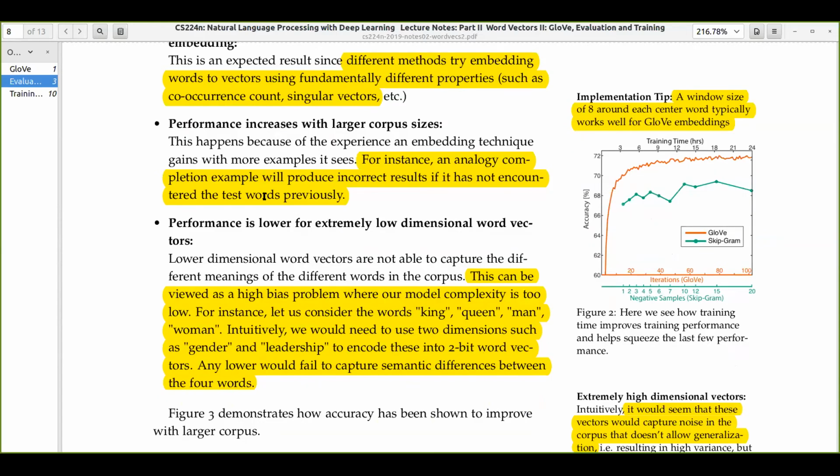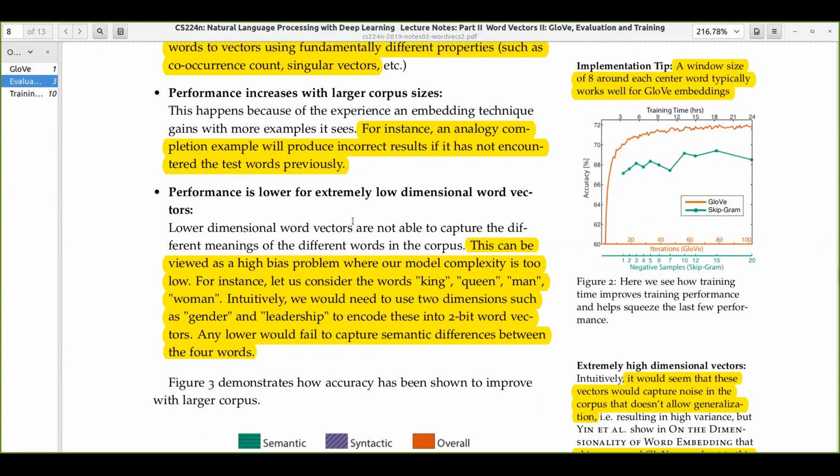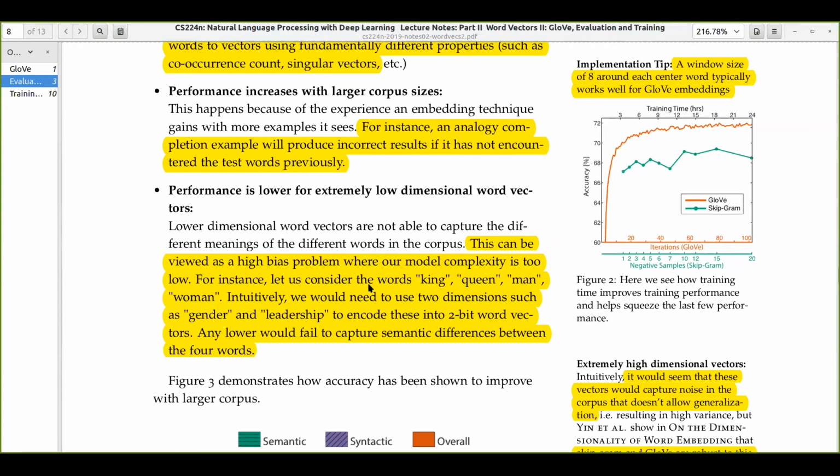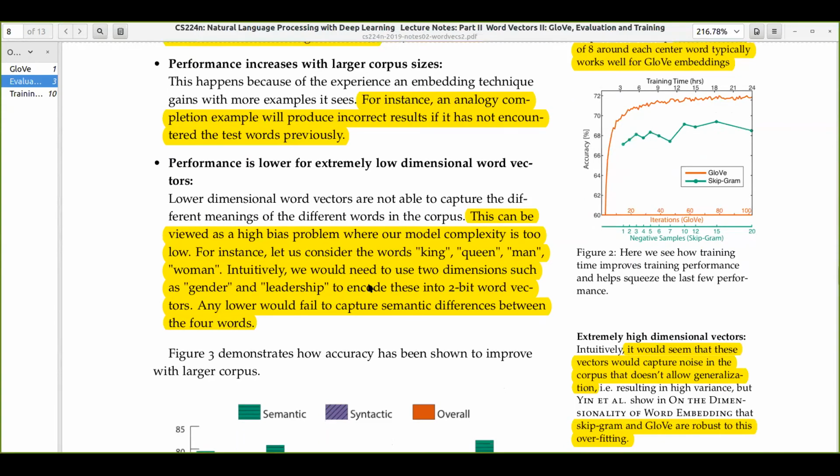The third observation is that performance is lower when we have low dimensionality. If we are just picking 5 or 10 as our dimension size for the word embeddings, we are not going to get very good results, or we can be sure that we'll get pretty bad results. Only when we reach word embeddings of dimensions 50 or more are we going to get decent or good word embeddings.